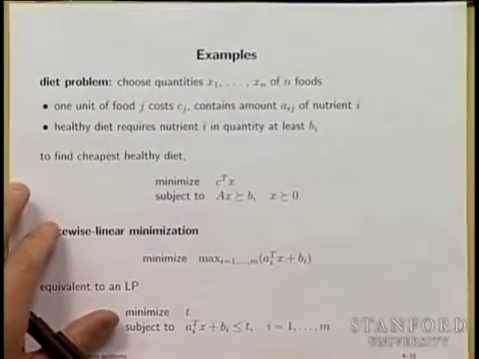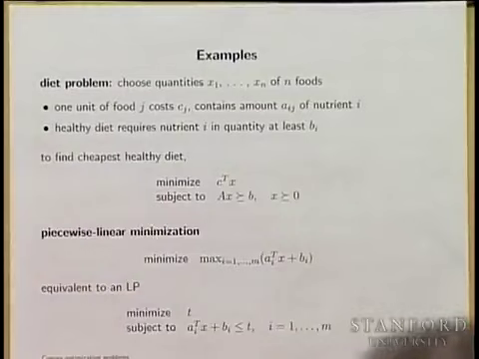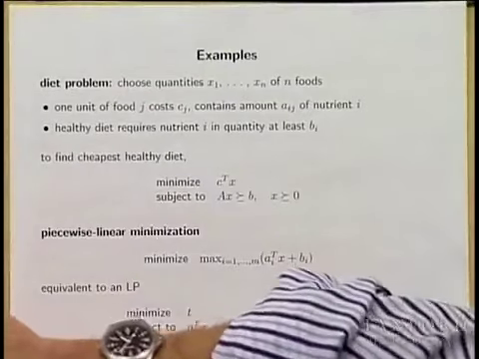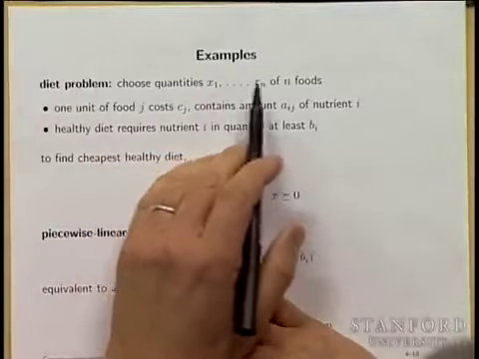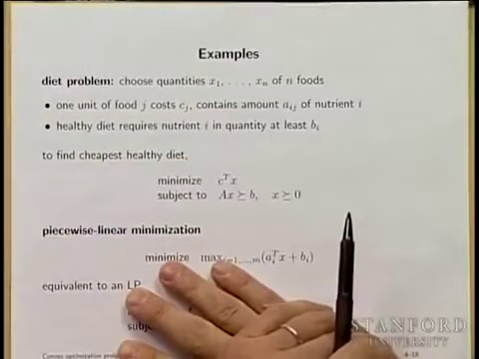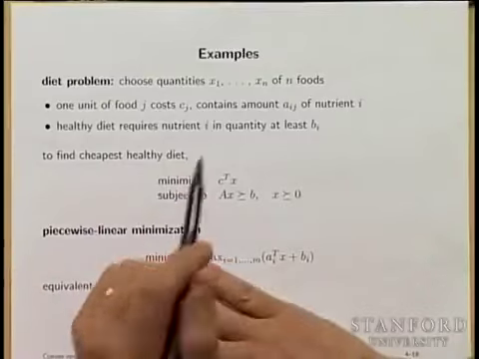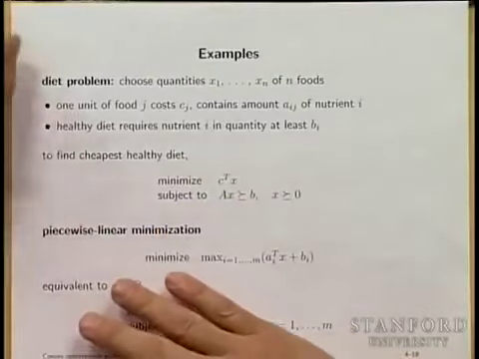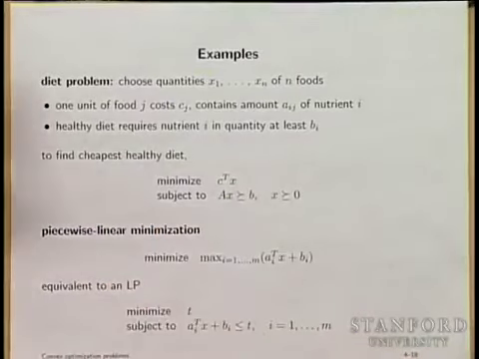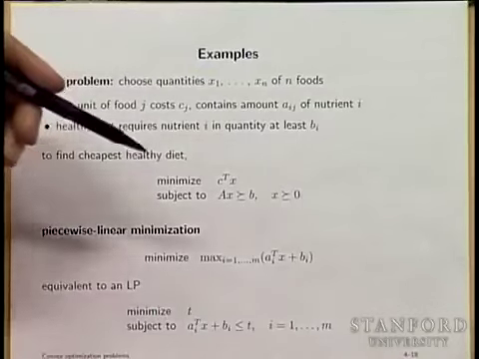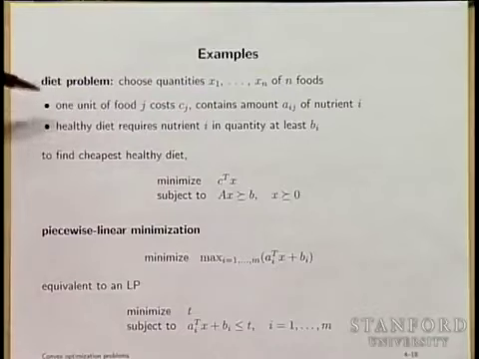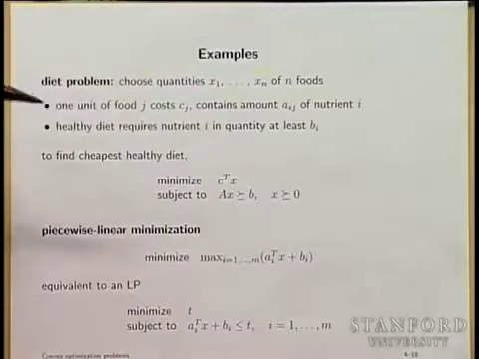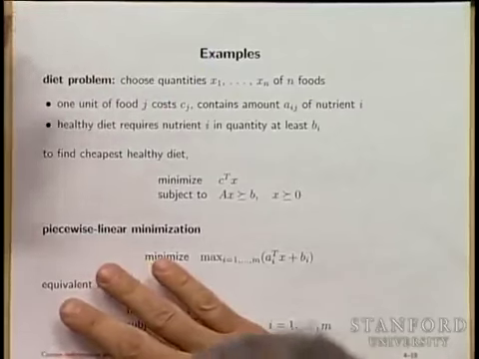All right, so let's look at some examples. Here's a famous one. This is just here for historical purposes. It's the diet problem. You're supposed to choose a bunch of foods. So you have n possible food types, and you're going to choose some quantities that you're going to feed some group of people. I don't know, presumably soldiers. I don't think anyone would eat this willingly. Well, what's going to happen here?